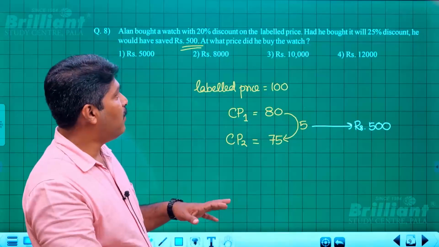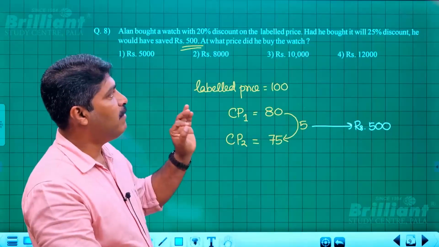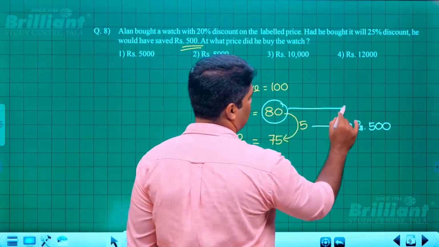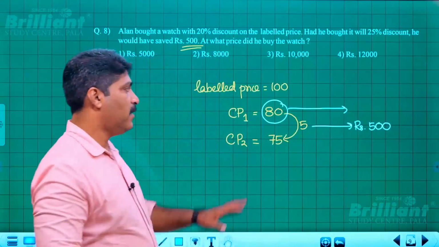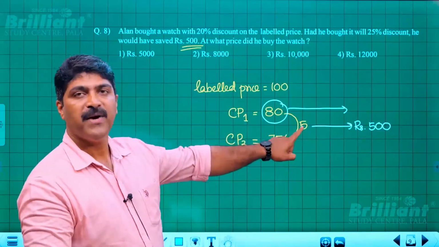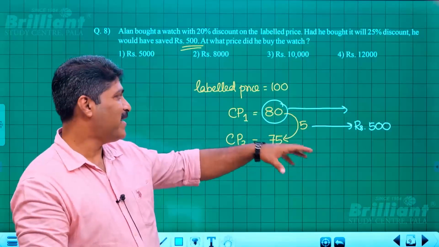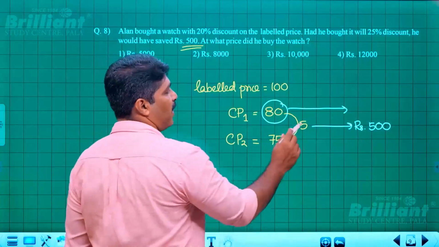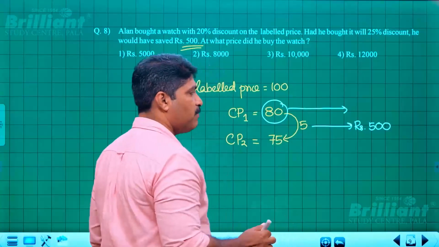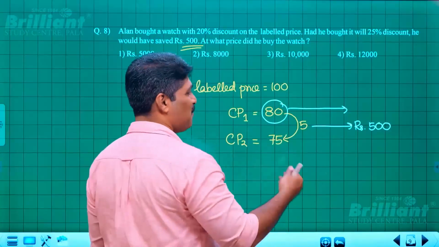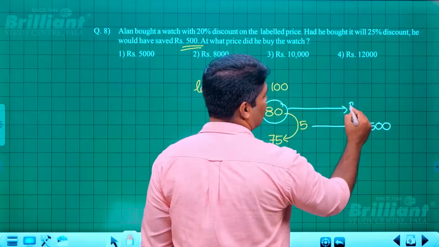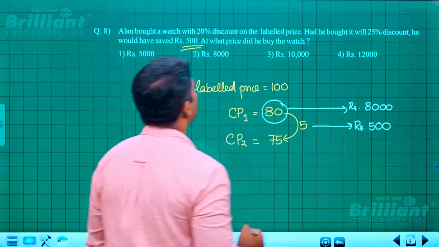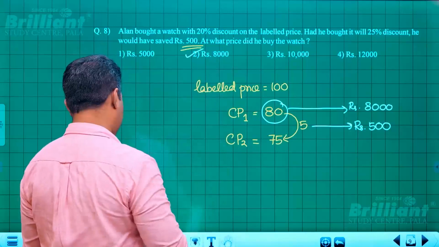Then what do we have to find out? At what price did he buy the watch? So then what is this 80? Observe the operation here. As this 5 represents rupees 500, this 80 represents how much? Here we know that 5 into 100 will be equal to 500. Or you just put two zeros additionally on the right side of that value. Here also, after this 80, put two zeros. Therefore the answer is rupees 8,000.